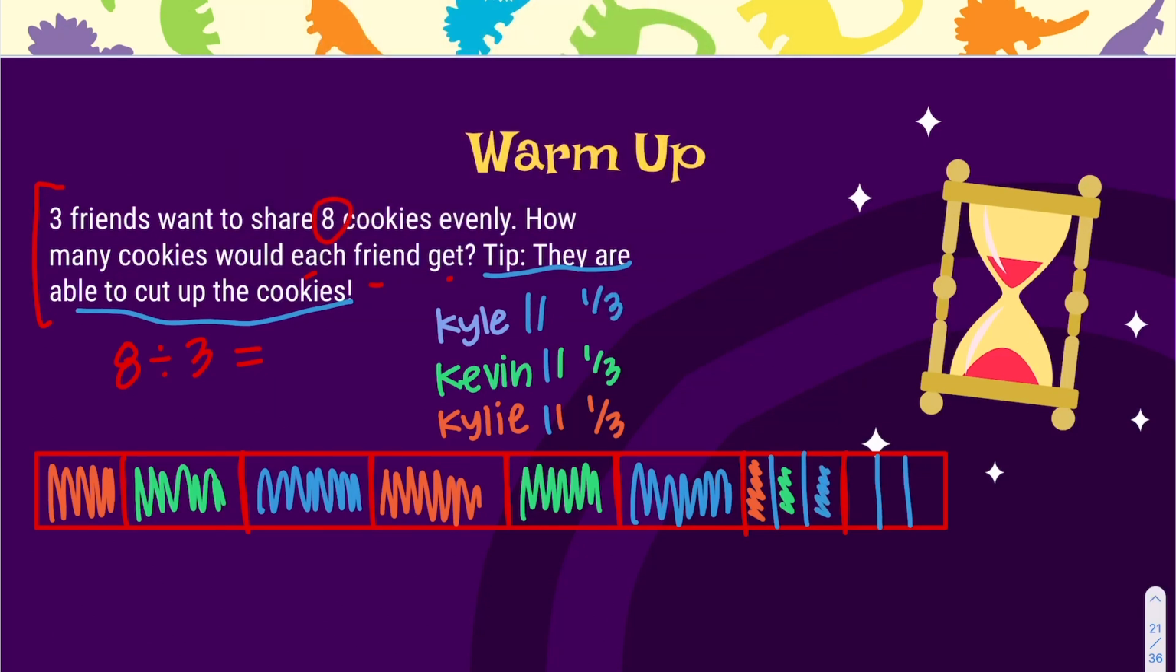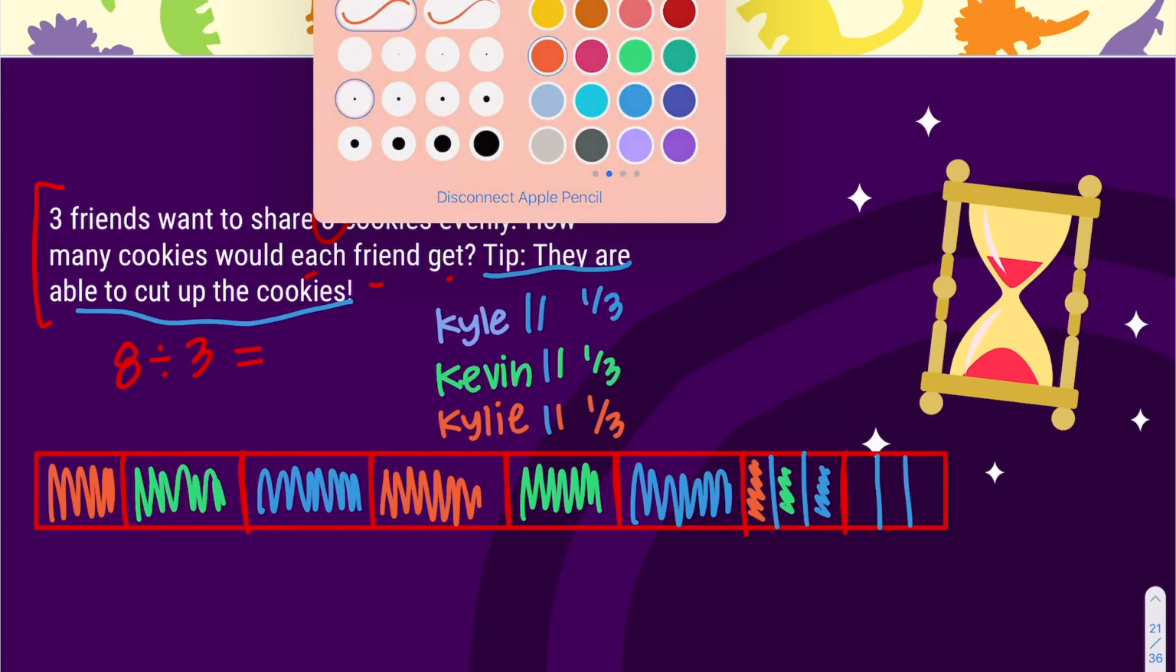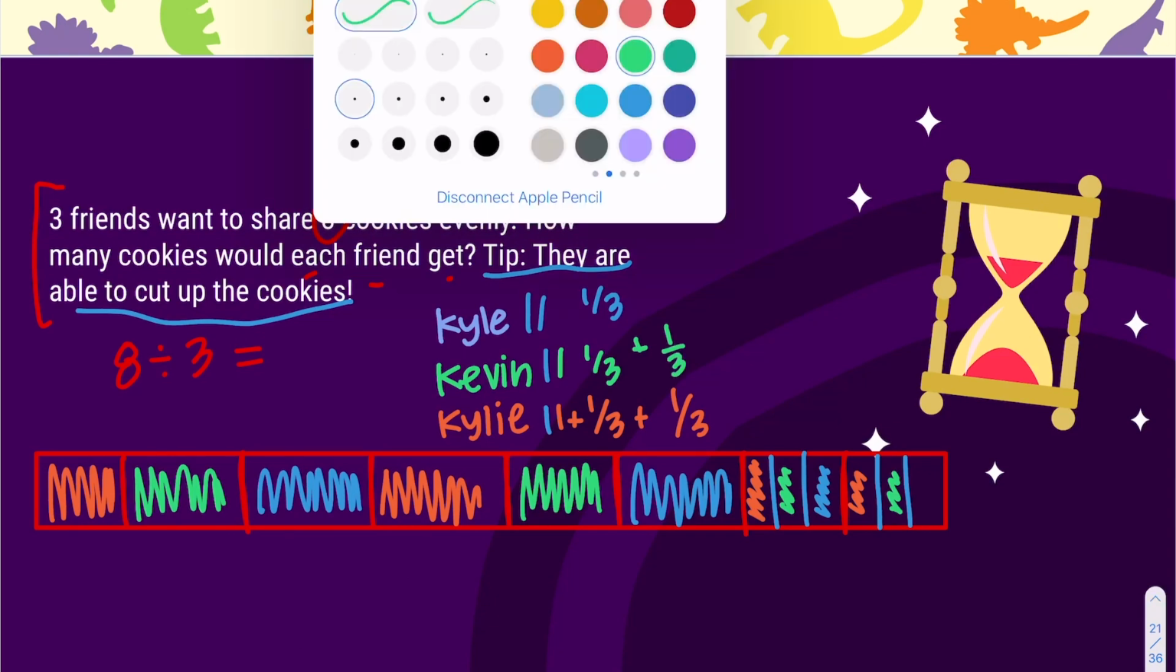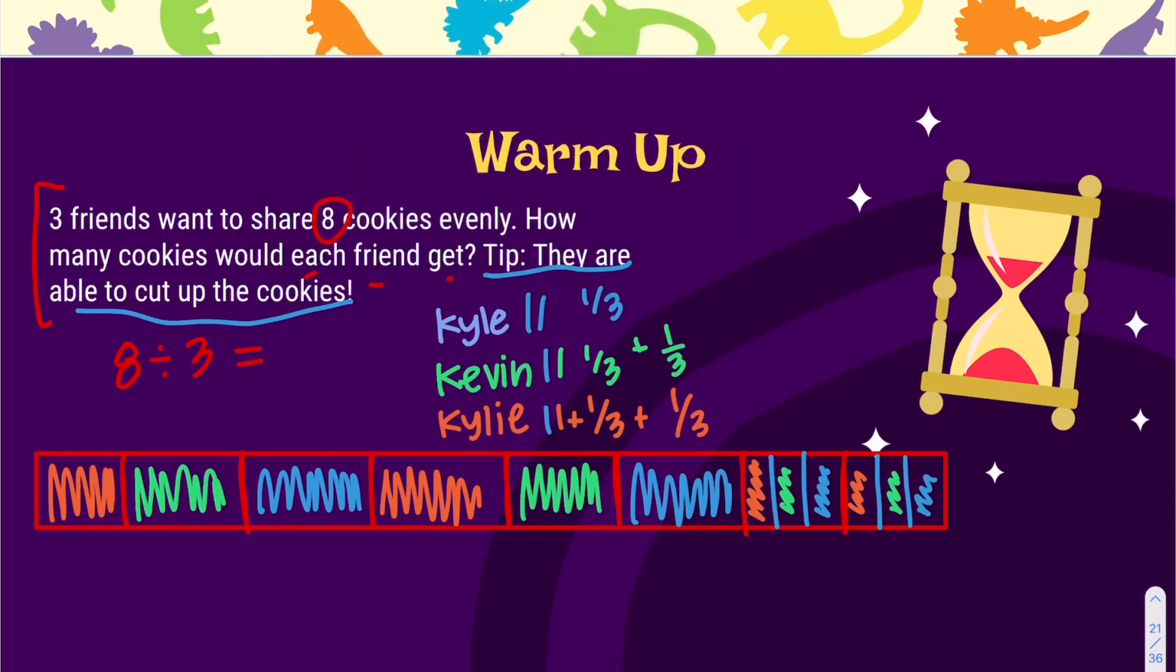And it looks like we can actually do it again. So I'm going to do another one. So I'm going to put pluses just because it is a total. So she can have another third. Kevin can have another third. And Kyle as well can have another third, meaning that it is split up evenly since we have all of our boxes filled. So let's find out how much each friend gets.